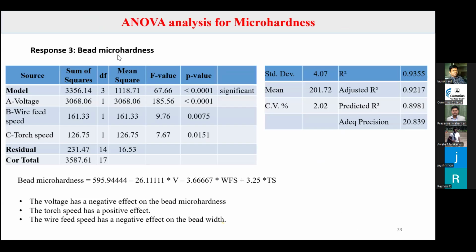For bead micro hardness, this is the ANOVA table. Here you can see the p-value is less than 0.001. So again, this model is also significant. R square value is 0.93. This is the equation. For bead micro hardness, voltage has a negative effect. Torque speed also has a negative effect. Wire feed speed has, sorry, wire feed speed has a negative effect. Torque speed has a positive effect.